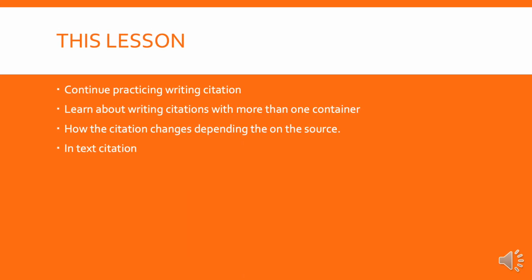Here's what to expect in this lesson. We're going to continue practicing writing citations. I think the best way to learn MLA 8 is just by writing as many citations and as many different citations as possible. Again, MLA is a language, and so you need to practice the language. We're going to learn about writing citations with more than one container. And that is going to be extremely interesting because as of right now, you know how to write an MLA citation with one container. Now we're going to use two containers. We'll see how the citation changes depending on the source. And so this is going to be really interesting. We're actually going to have a special guest helping us with that one.